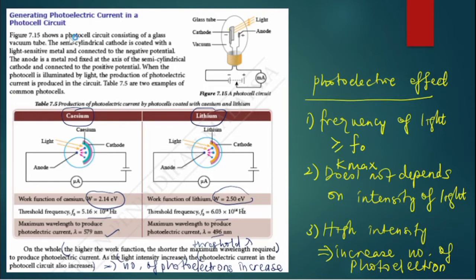Figure 7.15 shows a photocell circuit consisting of a glass vacuum tube. The semi-cylindrical cathode is coated with light-sensitive metal and connected to negative potential. The anode is a metal rod fixed at the axis of the semi-cylindrical cathode and connected to the positive potential. When the photocell is illuminated by light, photoelectric current is produced in the circuit. Why is the cathode curved and the anode placed at the center, the fixed axis of the semi-cylindrical cathode? It is so that the photoelectrons are focused and received by the anode.